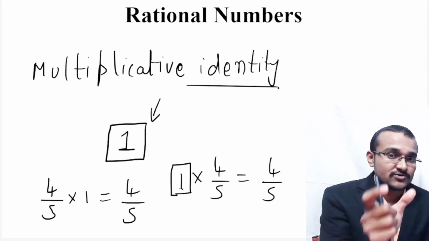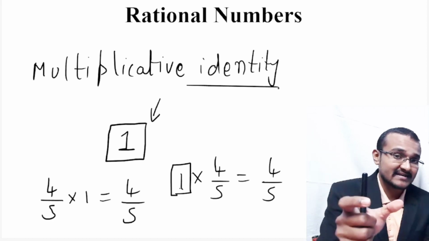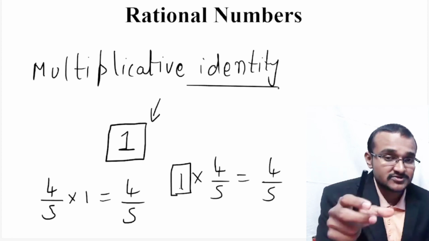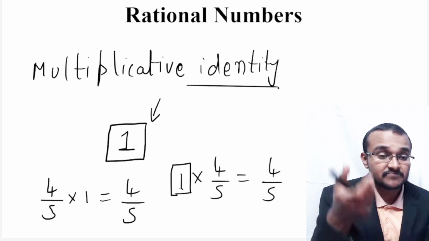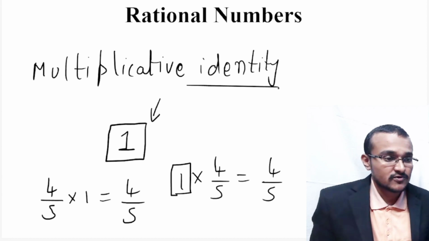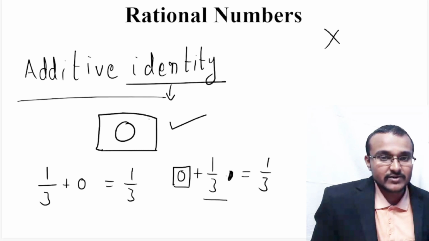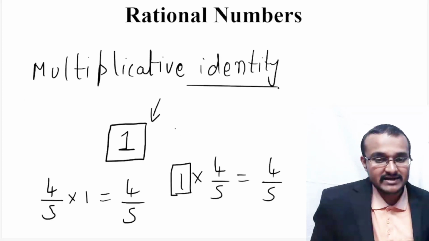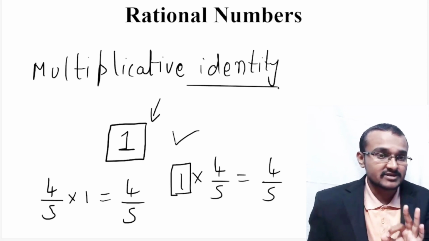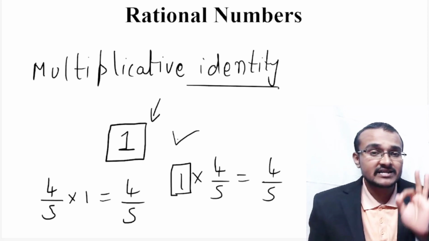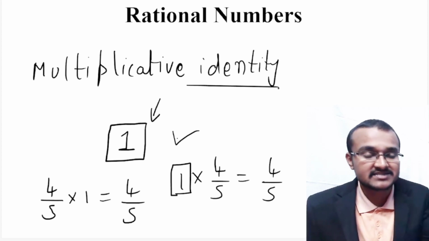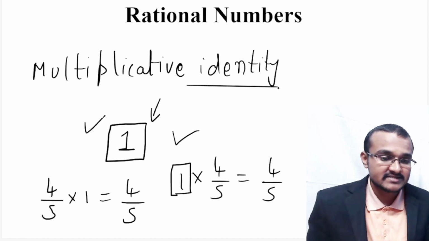Hence, that particular identity which, even after multiplying, does not alter the value of the rational number, is the multiplicative identity. So for additive identity, 0 was the additive identity. For multiplicative identity, 1 is the multiplicative identity of rational numbers. Even for integers, natural numbers and whole numbers, 1 is the multiplicative identity. So even for rational numbers, multiplicative identity is 1.